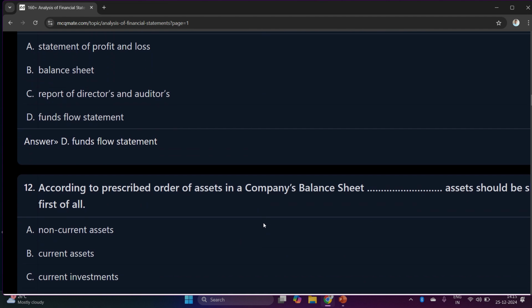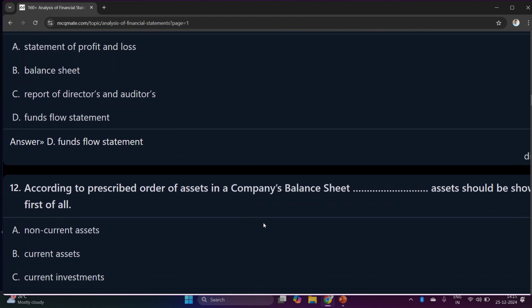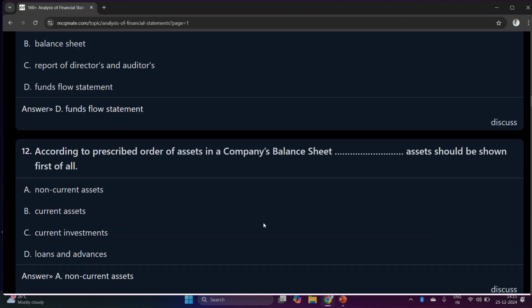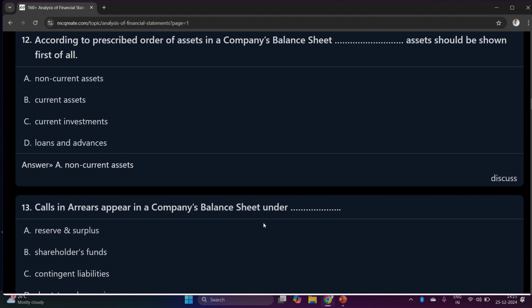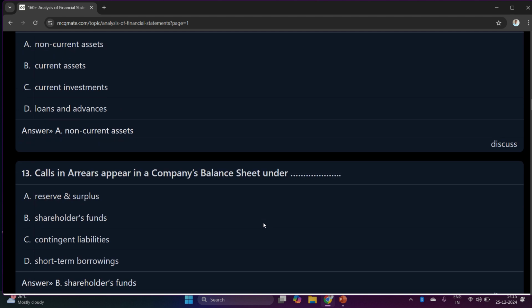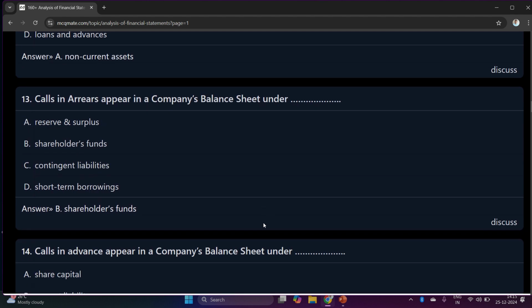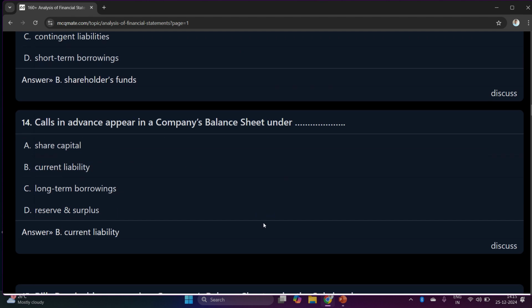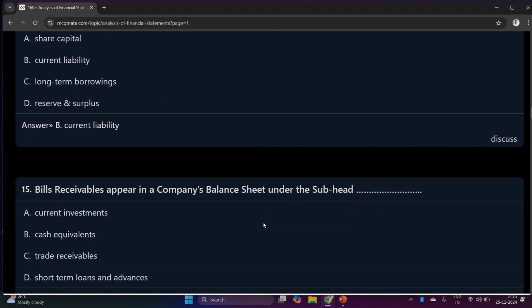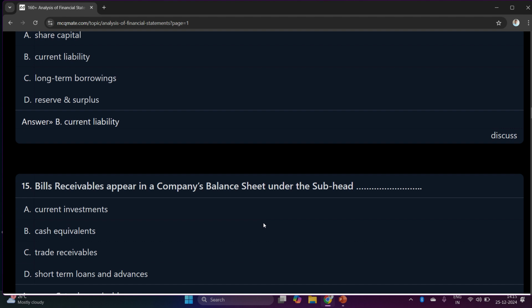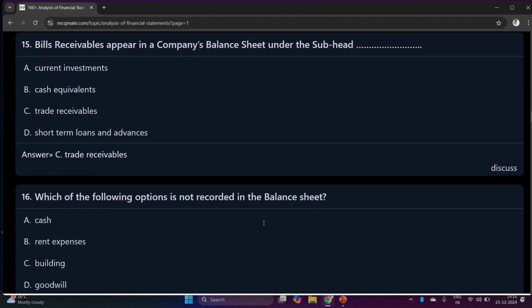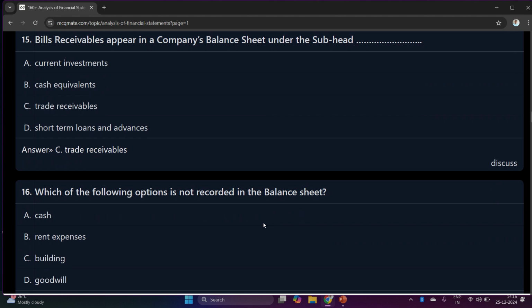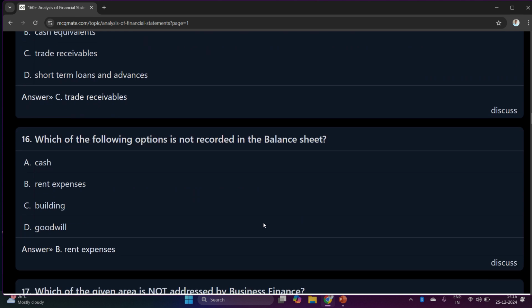According to the prescribed order of assets in a company's balance sheet, non-current assets should be shown first of all. Calls in arrears appear in shareholders' funds, and calls in advance appear in current liabilities. Bills receivable appear in the company balance sheet under trade receivables. Which of the following is not recorded in the balance sheet? Rent expense is not recorded in the balance sheet.